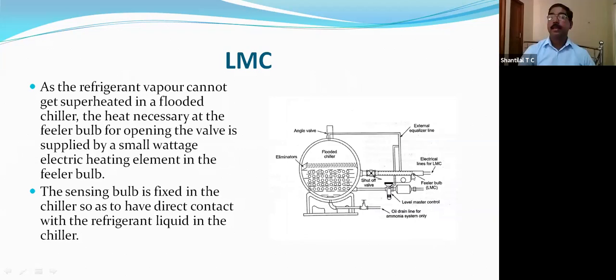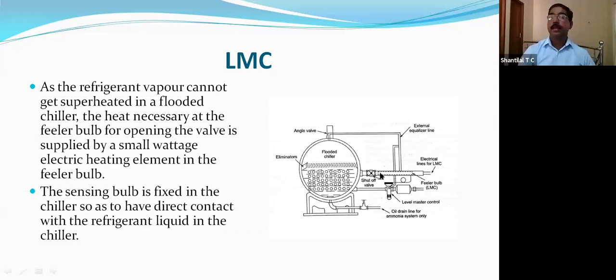Here itself a heater will also be provided. Those are the electrical lines for the LMC. For operating the LMC, a small wattage heater is required. That heater is incorporated with this feeler bulb, so the heater requires electrical supply. Here a shut off valve will also be provided, and this is a flooded chiller, which has liquid refrigerant. This liquid goes to this line. So the feeler bulb is fixed in the line of this chiller.